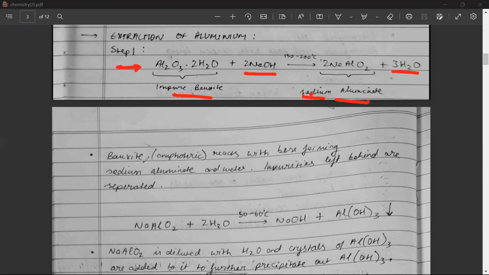Now, the first point: bauxite is an amphoteric oxide, which reacts with a base, which is NaOH, also known as sodium hydroxide, forming sodium aluminate and water. Impurities left behind are separated. Okay, now let's look at the next reaction. Before that, let's clear whatever we've noted down as yet.